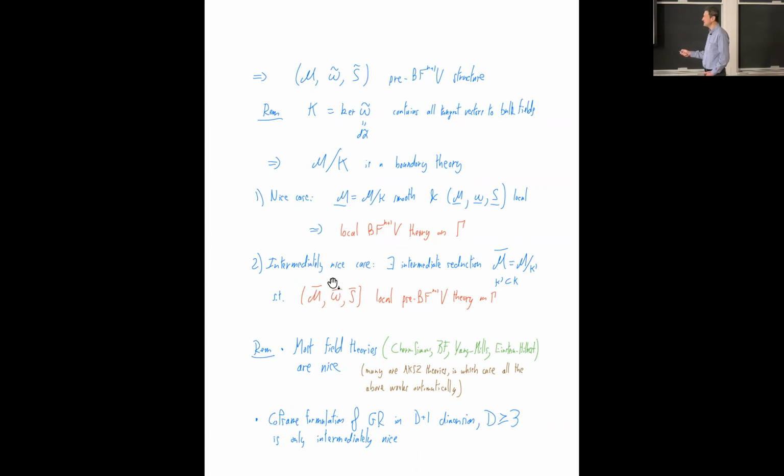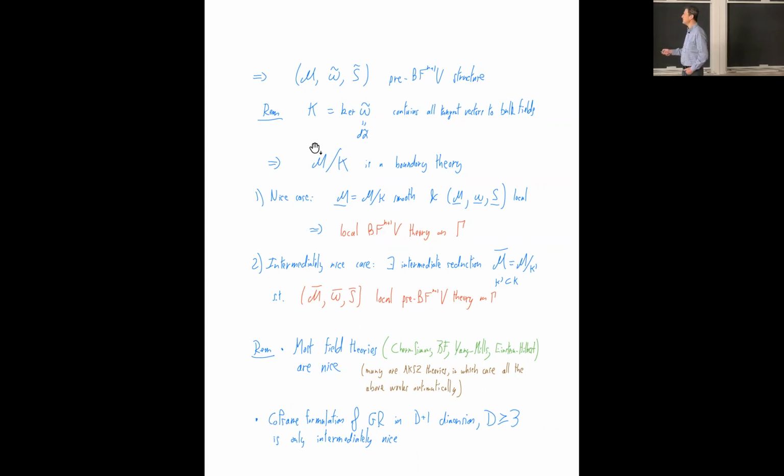Okay, but you are in the intermediately nice case. In dimension 2+1 it is still nice, because it's just a particular example of BF theory or Chern-Simons theory. But when you go already to 3+1 dimensions, it is not nice.